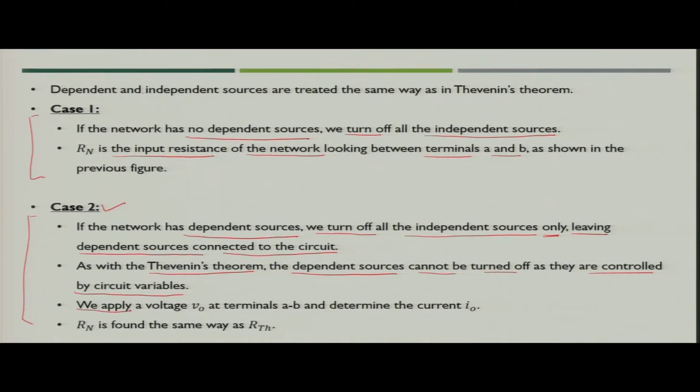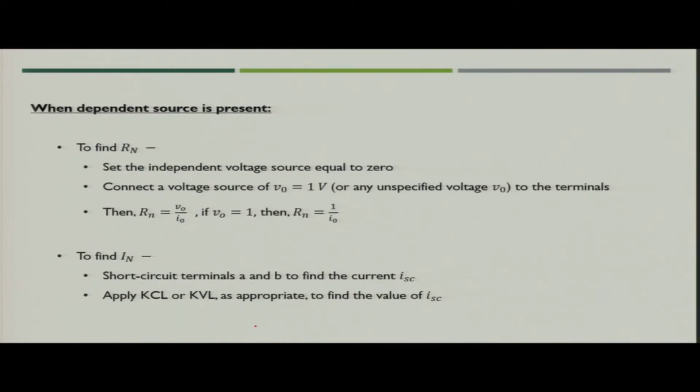Now, how to solve it? We have to apply voltage V naught at the terminals A, B and determine the current I naught, and R n is found in the same way as we analyzed the Thevenin's equivalent and found the value of R th, that is Thevenin resistance. Now, what we have to do to find R n? We have to first set the independent voltage sources equal to 0.